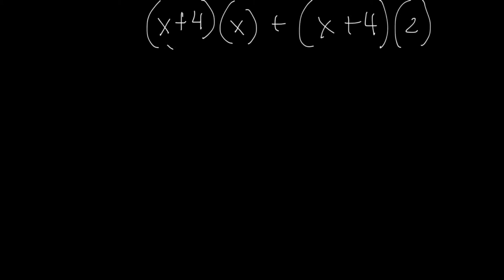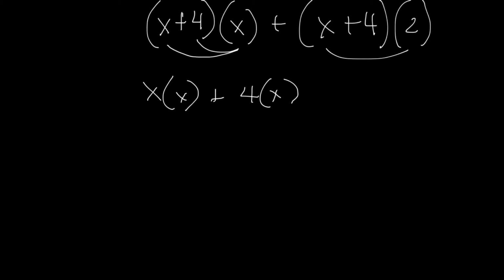In our first instance, we multiply x times x. Then we multiply x times 4. And on this side of the example, we multiply 2 times x and 4 times 2.